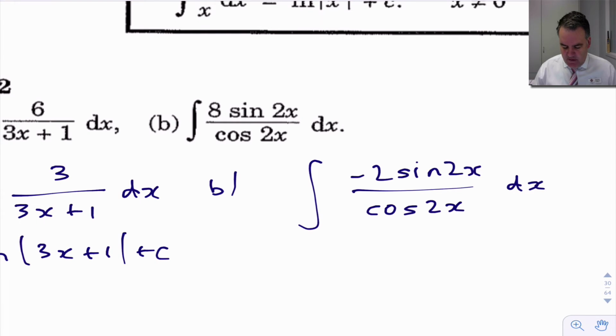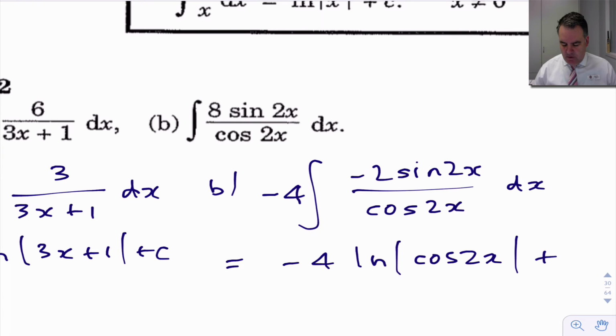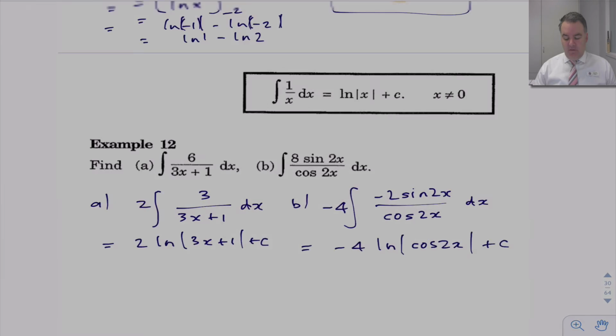And you can see I've nearly got that on the top line. I've got 8 sine 2x. So a negative 4 out the front. You can see now that what I've written is exactly the same as the question. So the answer is negative 4 ln cos 2x plus c. And I'd encourage you to write the modulus signs now. Even though this is an indefinite integral, if you have to start substituting in a definite integral situation to work out the area, it's good to have the modulus signs.